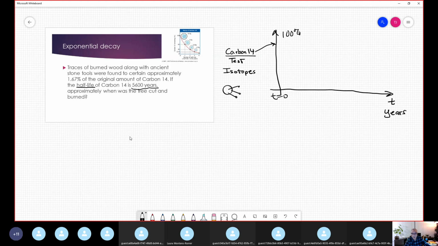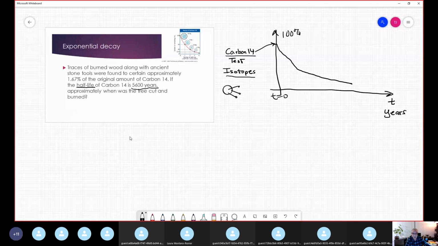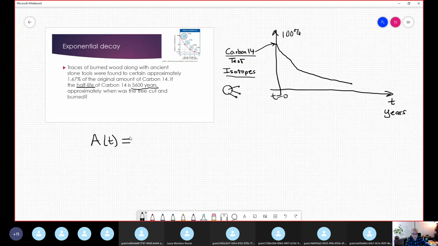During the time, this unstable isotope disintegrates according to exponential decay. What is the idea behind exponential decay? It's also another exponential, and the formula is very, very similar. For example, the amount of substance at any time, I call A, because P is population and A is amount: A = A null e^(kt).